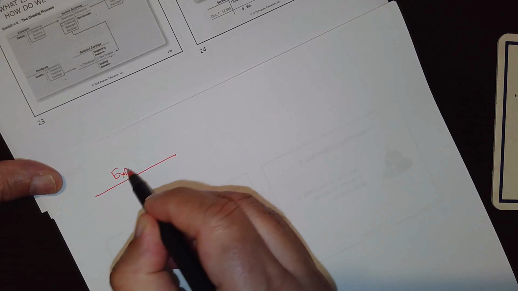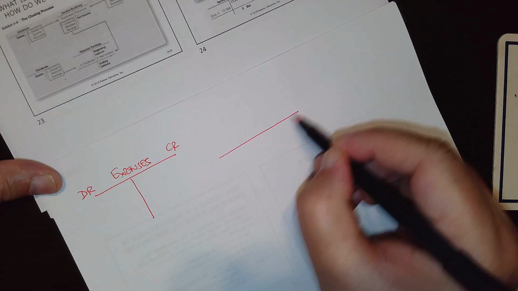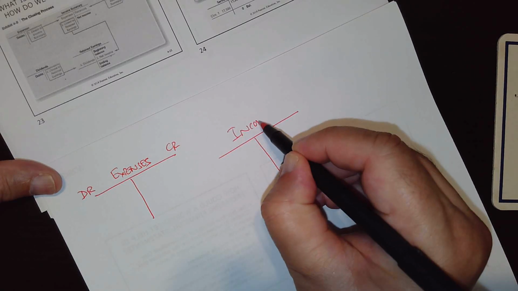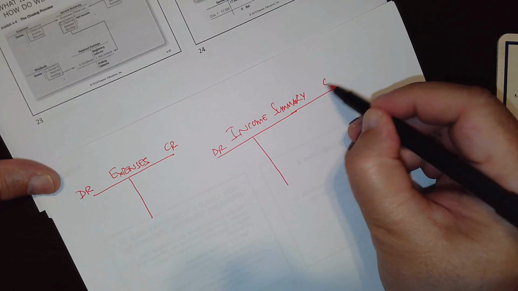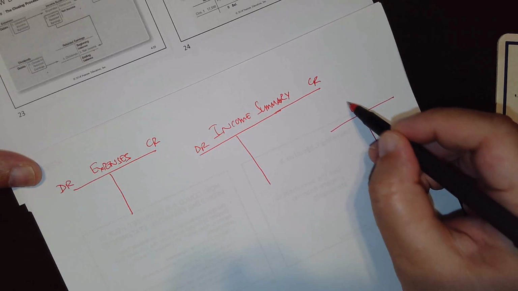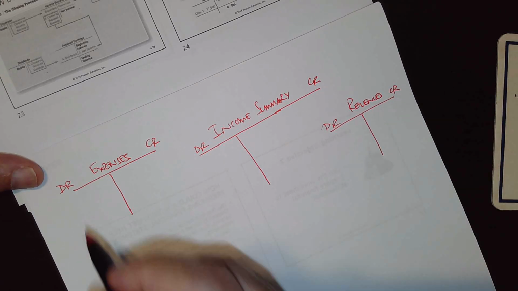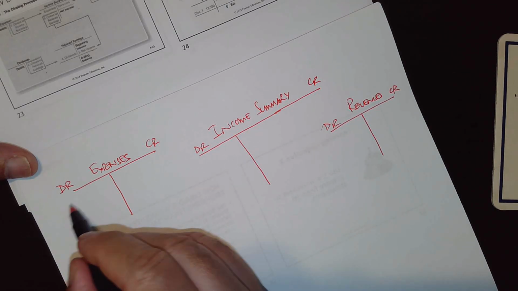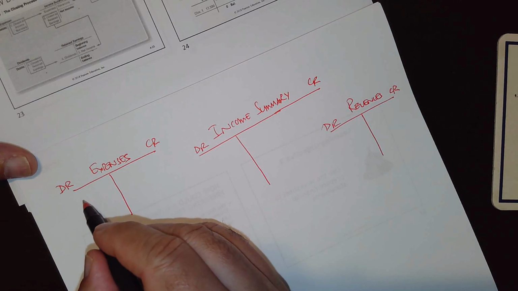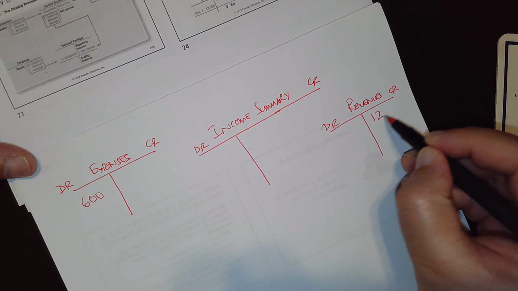So here are your expenses, all expenses, debits and credits. And here is your income summary, debits and credits. And here are your revenues, debits and credits. All the expenses that you have are on the debit side, right? So all your expenses are here. Let's say they are 600 as an example, and your revenues are all the credits, 1200.